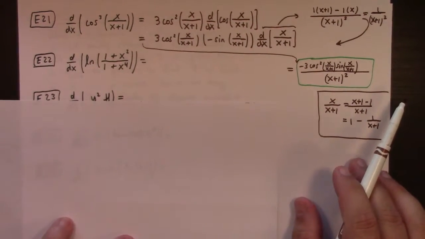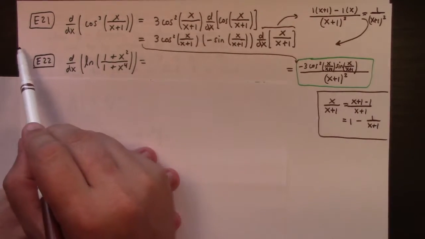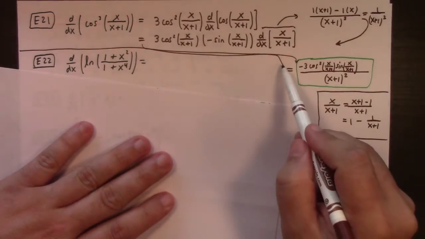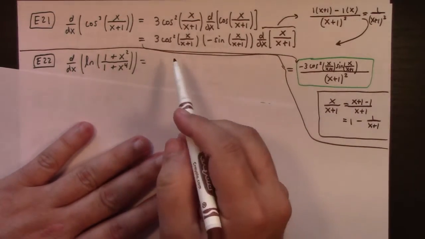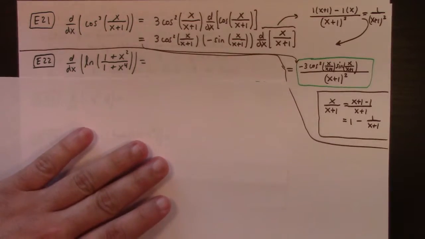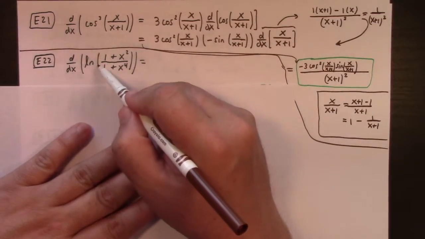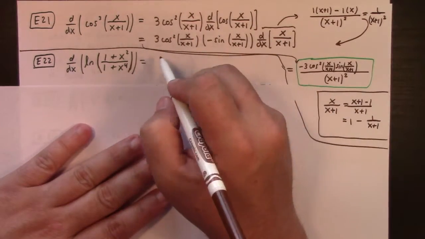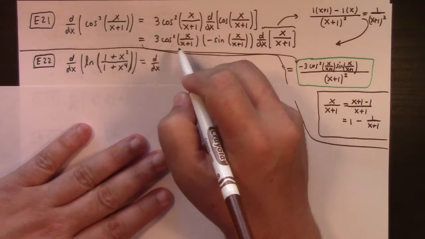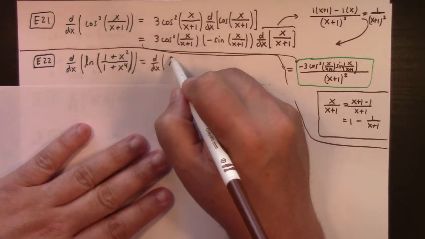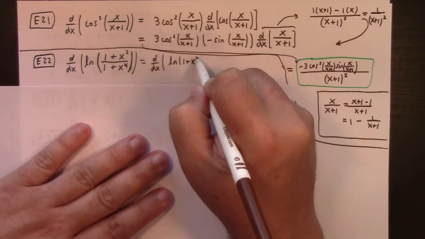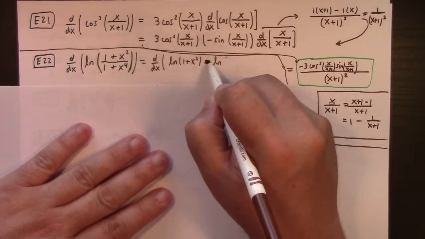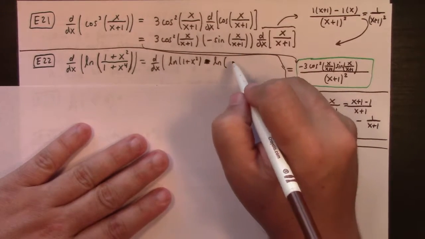Moving on to the next. Oops, let's not get too far ahead of ourselves. Alright, no time to mess around on this one. When you see something with natural log of a quotient or something like that, what you want to do is use properties of the log before you differentiate. All right. So this is really d dx of the natural log of 1 plus x squared minus, rather, the natural log of 1 plus x to the 4th. Man, I gotta find my eraser.